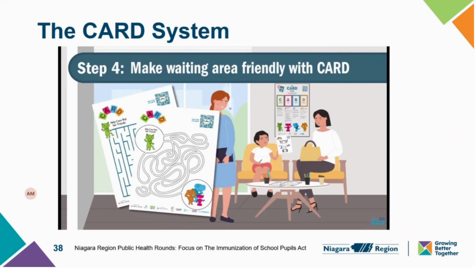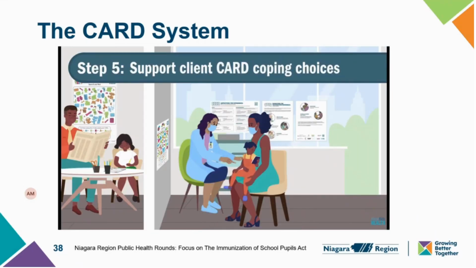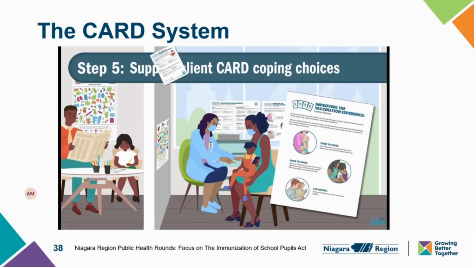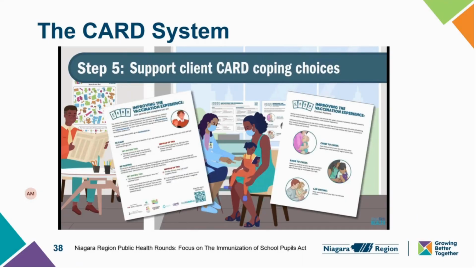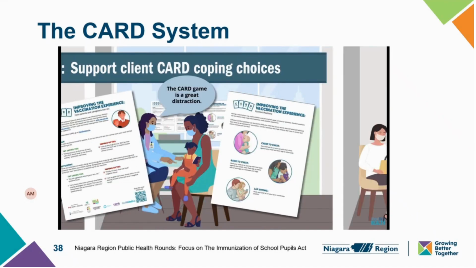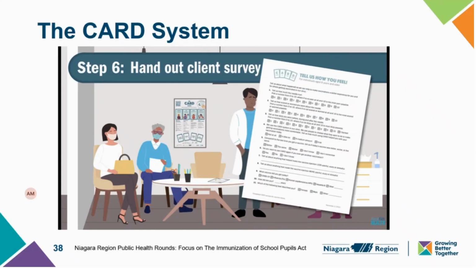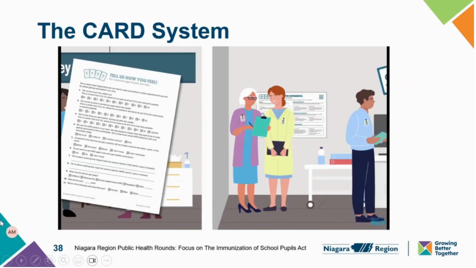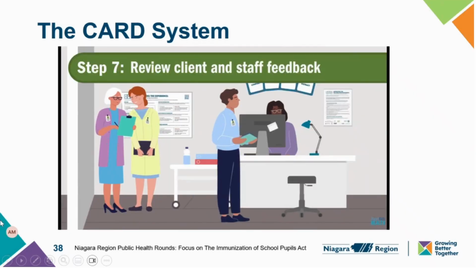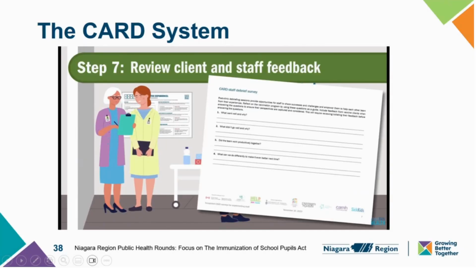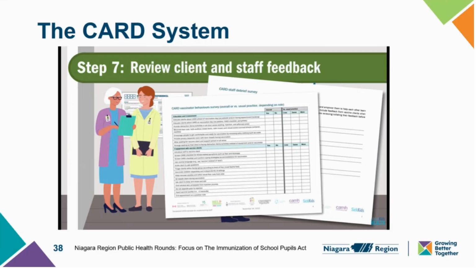When it's time for vaccination, show your support. Use your client's coping choices from the CARD checklist to guide your interaction and be ready to assist. What you say and do makes a big difference. The aftercare area provides you and your staff the opportunity to ask your clients about how they're feeling. A quick survey can inform you about their experiences and what can be done better the next time. Your team provides important feedback too. Ask staff about their experiences. Use all the feedback to make improvements for the next time.